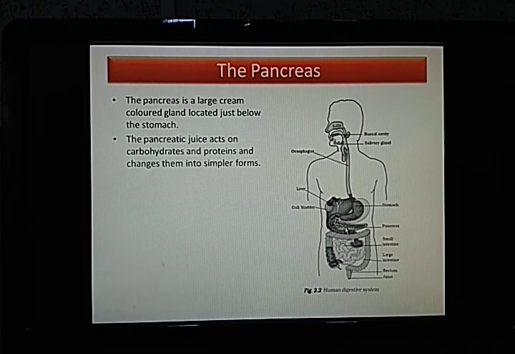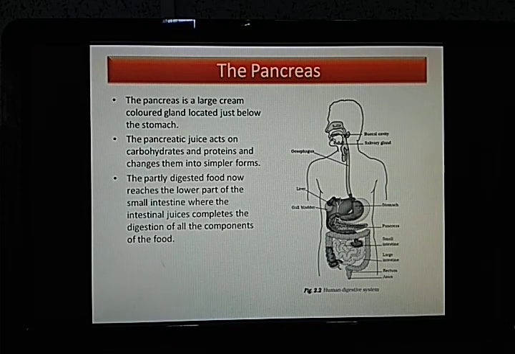Now the pancreatic juices act on the carbohydrates and proteins and change them into simpler forms. We already came to know that the liver helps in the digestion of the fats. And then who digests the carbohydrates and proteins? These are digested by the pancreas through the pancreatic juices.